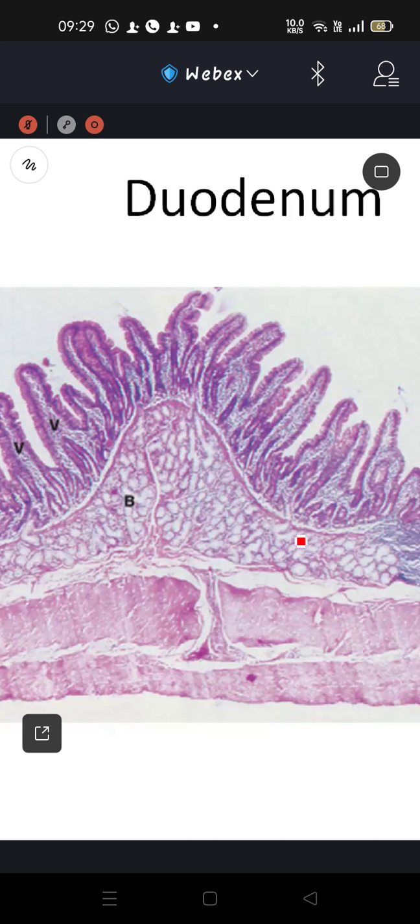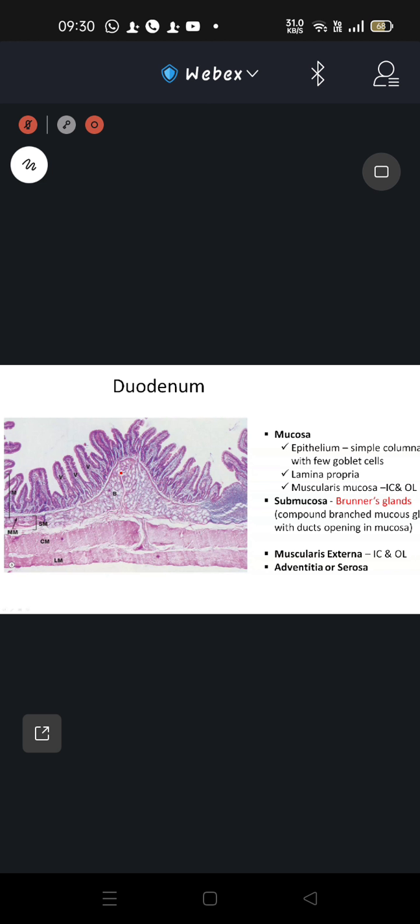And finally, they rest on this thick portion of the muscularis mucosae. The muscularis mucosae here is so thick that it is divided into an inner circular and outer longitudinal layer. But because of the presence of Brunner's glands, it is interrupted in between, because the ducts penetrate through the muscularis mucosae and open into the intervillous space.